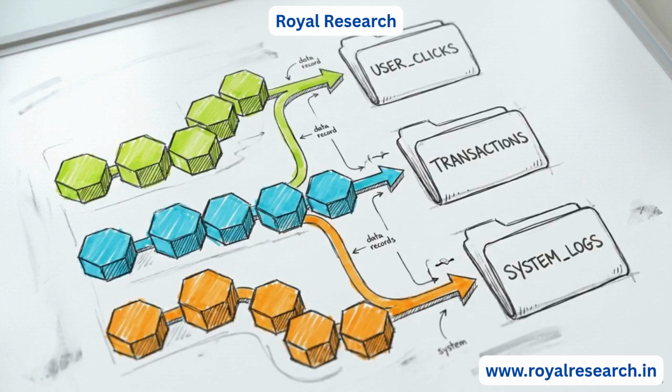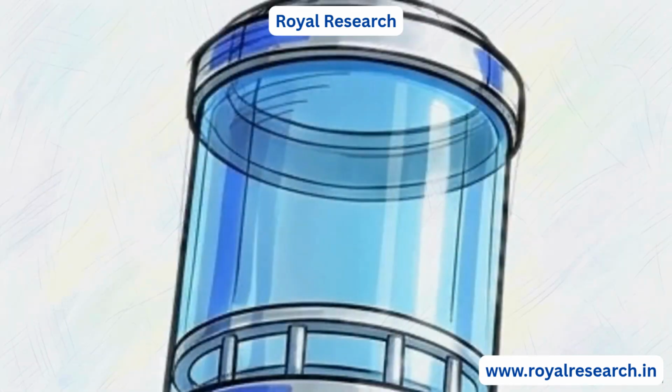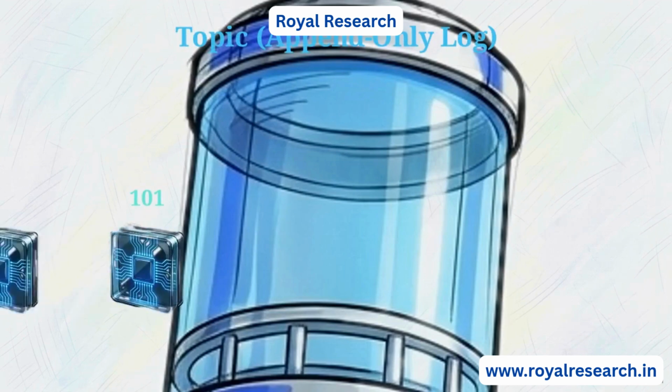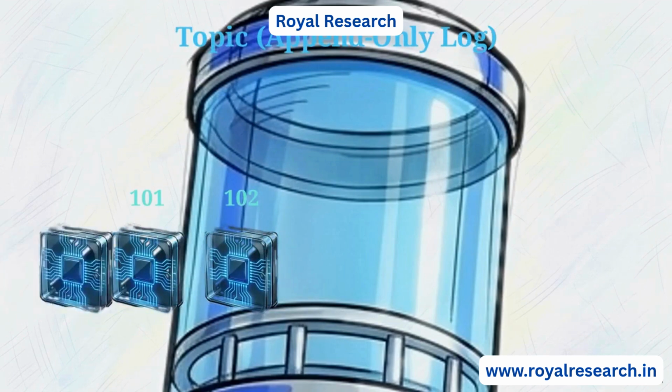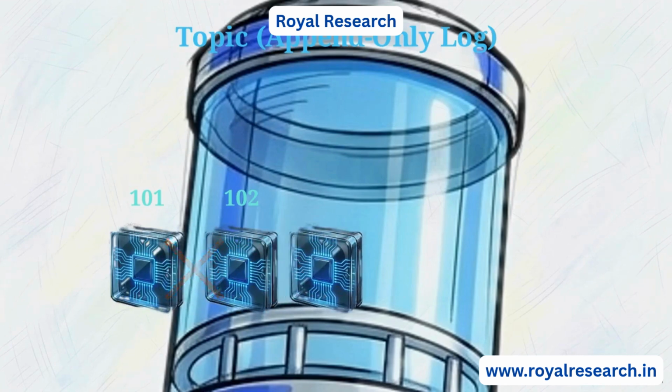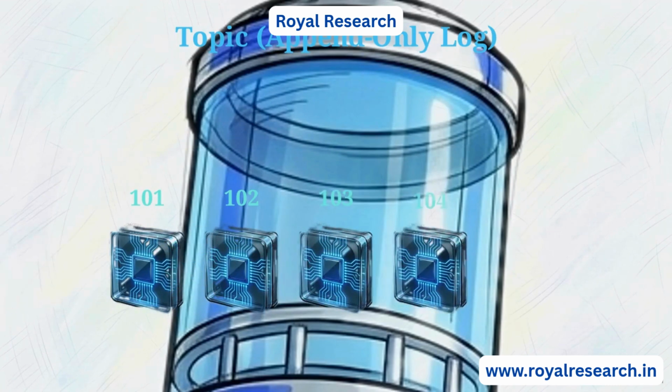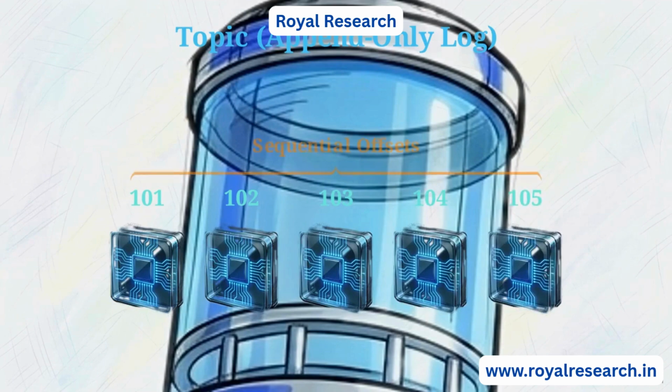You can think of a topic as the specific category or feed name that incoming data streams are routed into. This animation illustrates the internal structure of that topic. It operates strictly as an append-only log. Data cannot be inserted into the middle. New records are only ever added to the absolute end of the sequence.